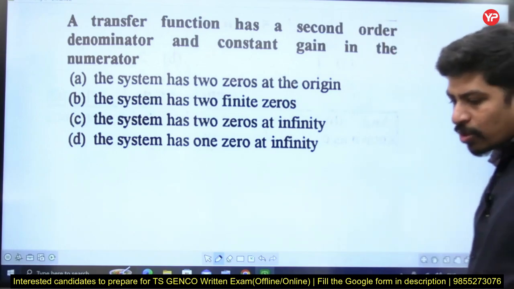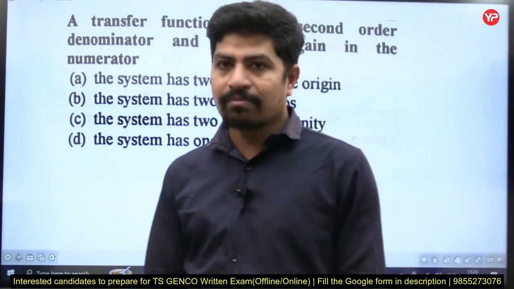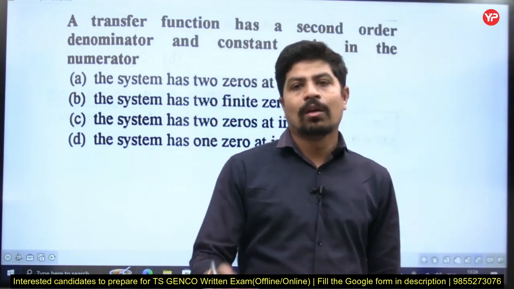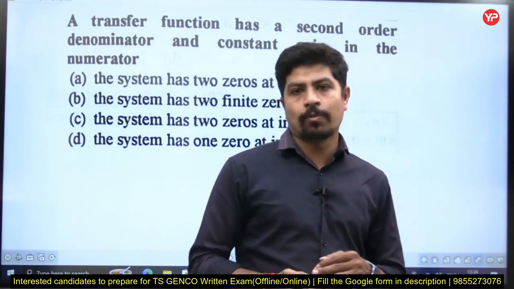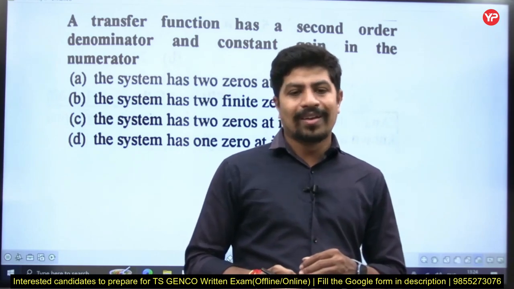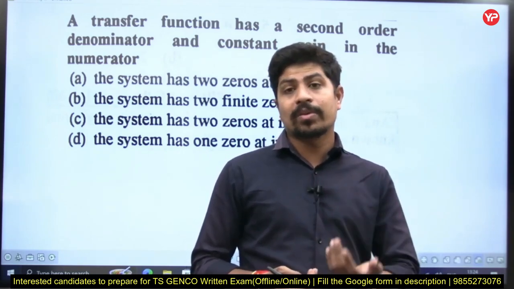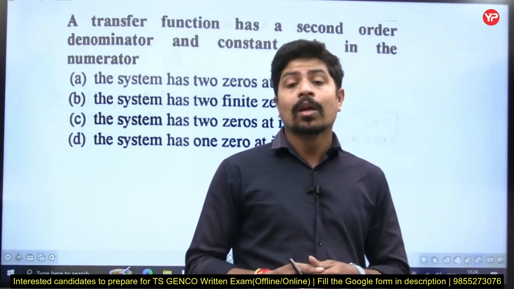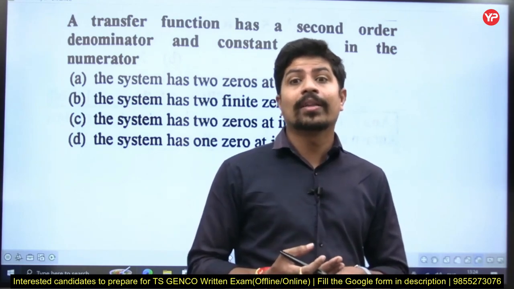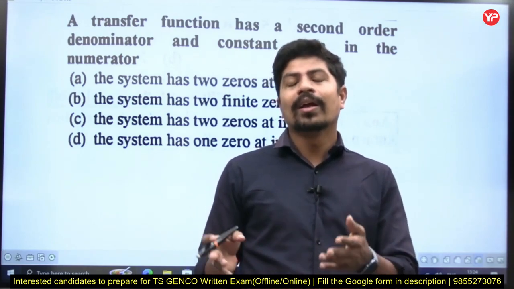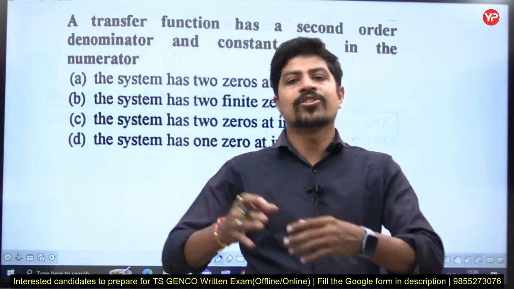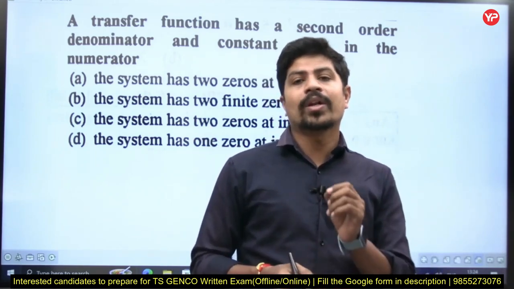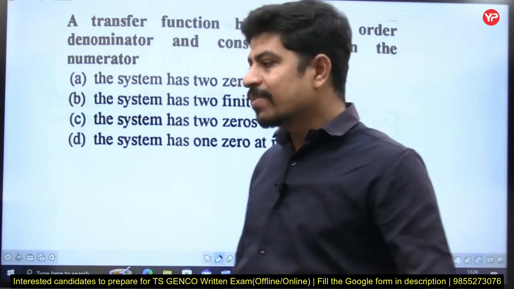See, the question level of GENCO or any Telangana state examination is very easy. Don't do research on the topics. Result oriented preparation is very important. You may do a PhD in control systems, but that is not required for getting selected in TS GENCO as an assistant engineer. So target oriented preparation is very important. Please keep that in mind.